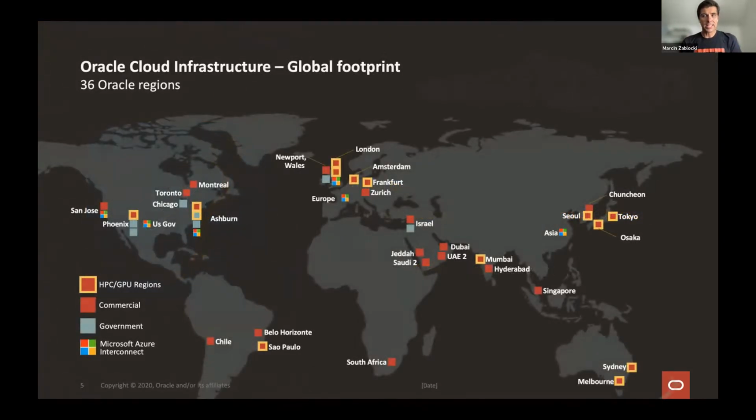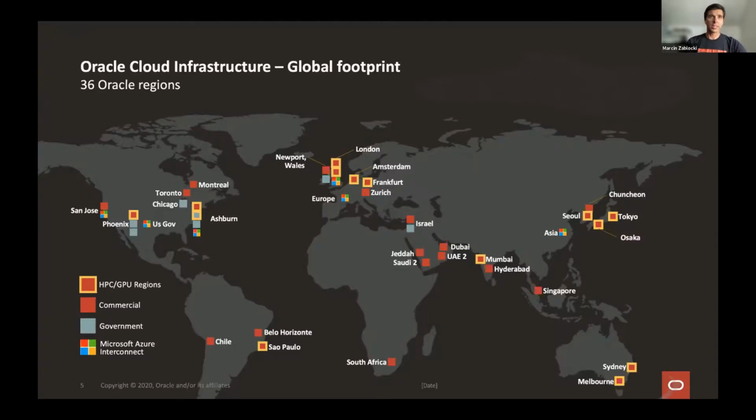We have 36 regions deployed or being deployed as of now. Out of those, 14 contain our HPC and GPU offerings. So in 14 locations in the world, you can run high performance computing clusters or GPU based workloads, machine learning, any kind of artificial intelligence.